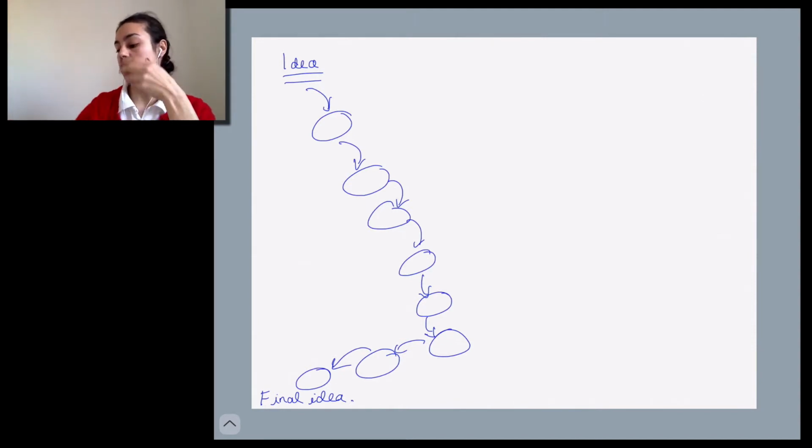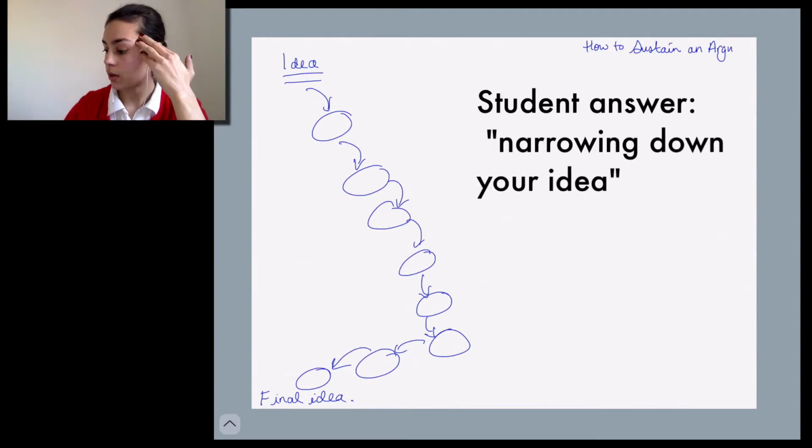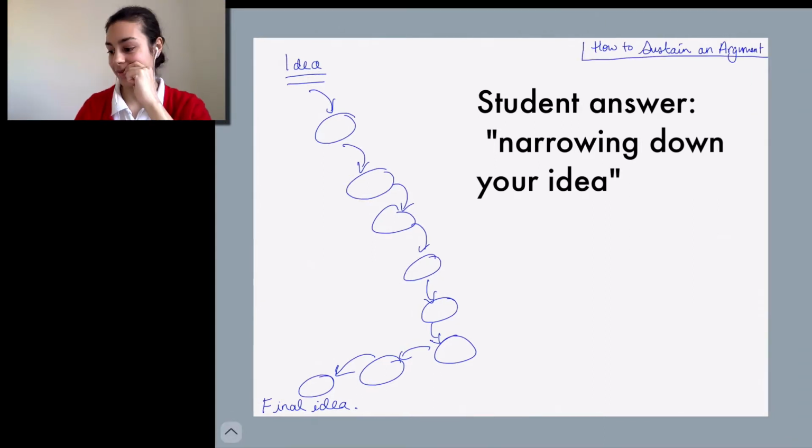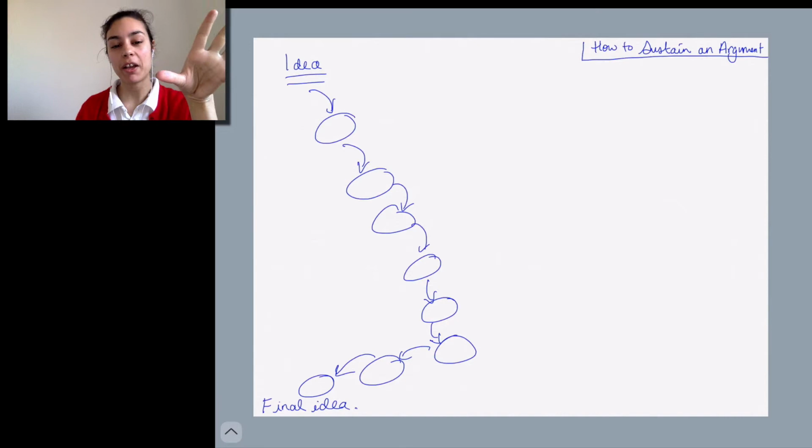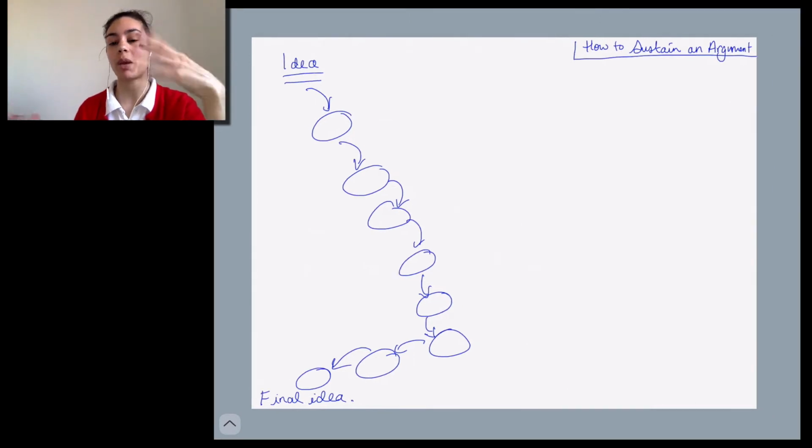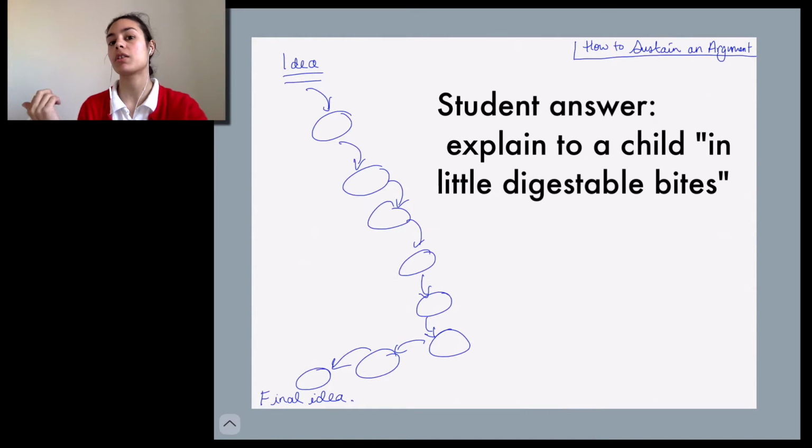So how do you think we could sustain an argument if we're thinking about it in terms of stepping stones? So how do we narrow down our idea? Think about if you were going to explain something complicated to a child. How would you make that understandable to a child? You would make it fun, but how would you break it up? How would you organize the information?